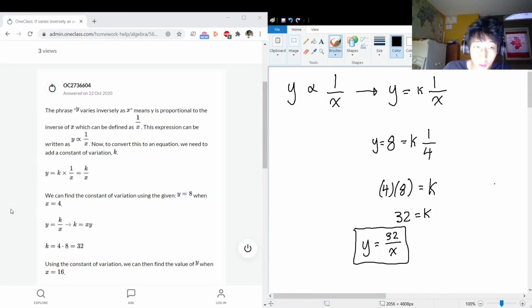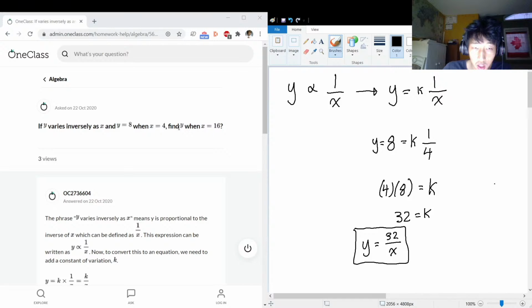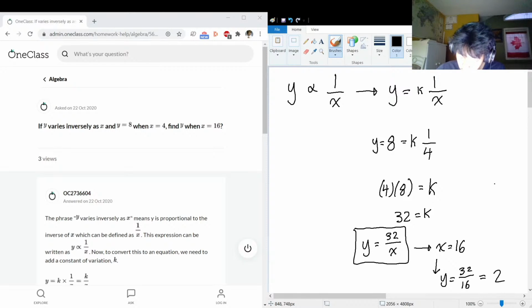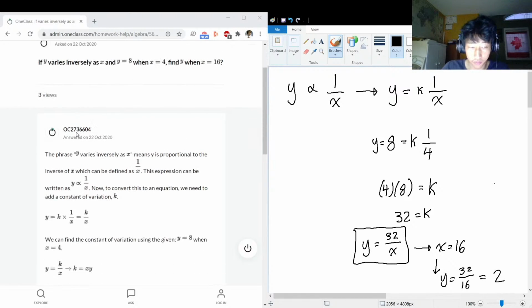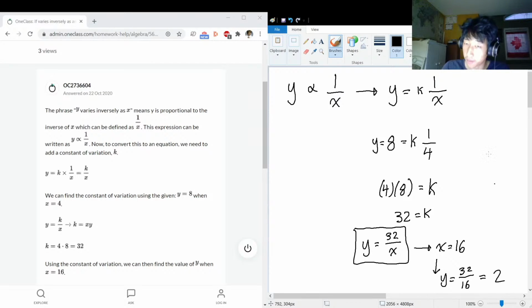Okay, so if the question asks, what is y when x is equal to 16? X equals 16. That means y is equal to 32 divided by x, in this case, 16. What's 32 divided by 16? 2. Solid 2. So when x is equal to 16, y is 2. And that's 2 true. Yeah, so that's how you know it.